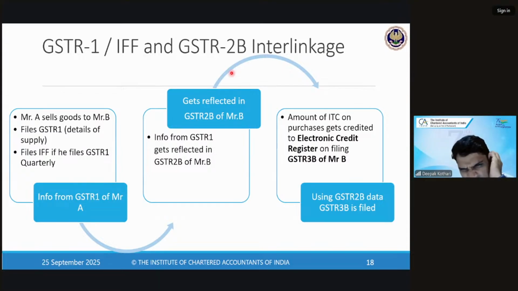If the purchaser has a GST invoice of purchase, but the supplier defaulted in filing, can he take any action? He can only request him, he cannot take any action.